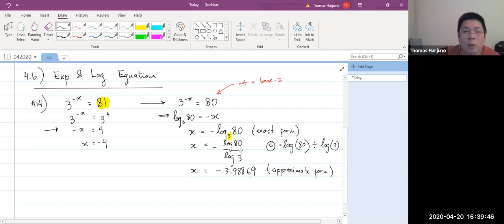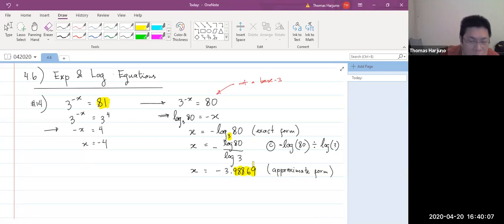Now, when you do approximate form, I need you to give me 5 decimal places. But don't do any rounding until you are done with your computation, and then you round it to 5 decimal places. Every time you do computation, not only in my class, in other classes too, do not round your calculator answer until you're done with your computation. That's to avoid compounding rounding error.